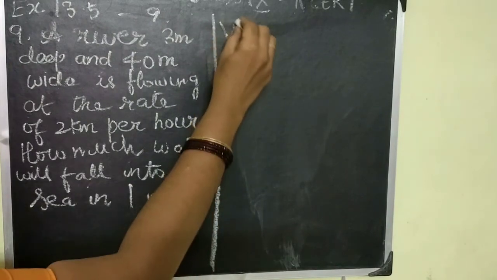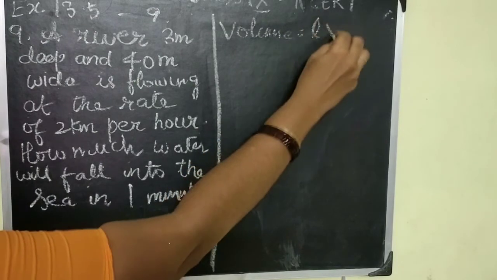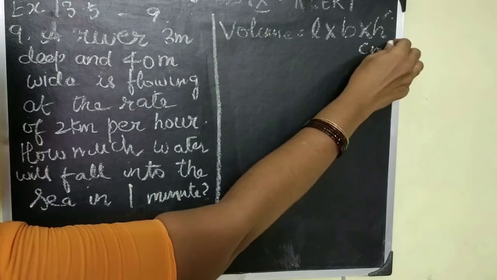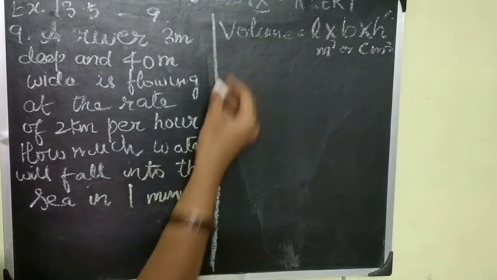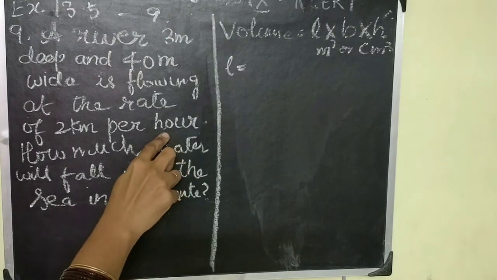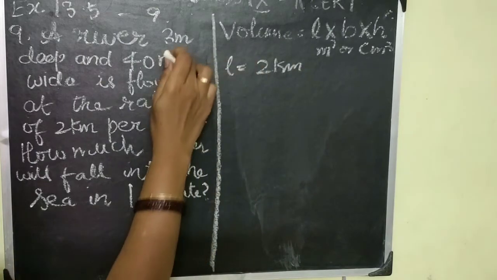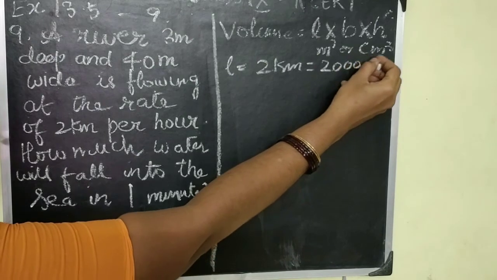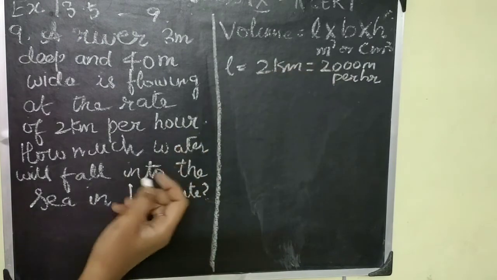So the volume formula for the cuboid is what? Volume is equal to L into B into H, in centimeter or meter cube. So here it is given in meter. Here L is given as the length, with the condition that it is for 1 hour. So length is 2 km. Since everything else is in meter, I am going to convert it into meter. So it becomes 2000 meter per hour. That is the extra condition.